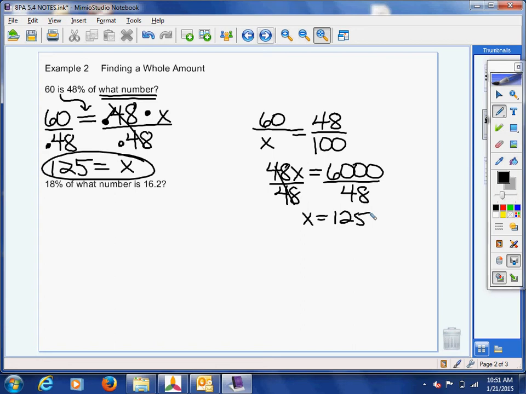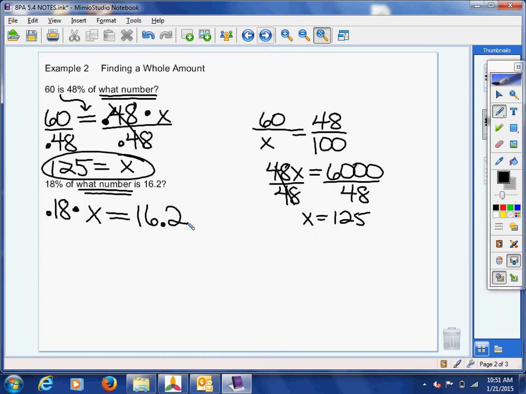Okay? 18%. Now, in equation form, we don't use 18%. We'll convert it back into its decimal. What's the decimal? 0.18. Of. What does of mean? Multiply. What number? I don't know. What do you want to call it? X. Is equals 16.2. Drop it down. There's your equation. 0.18 times x equals 16.2.